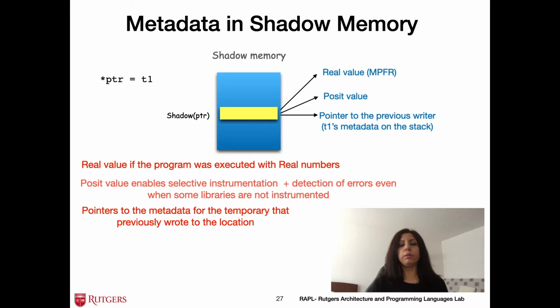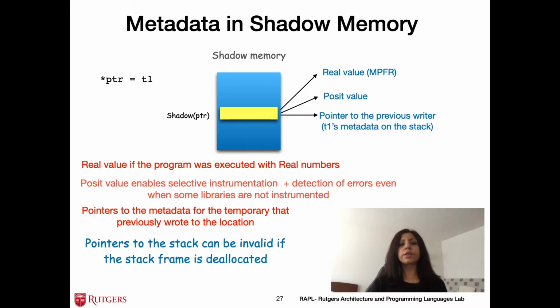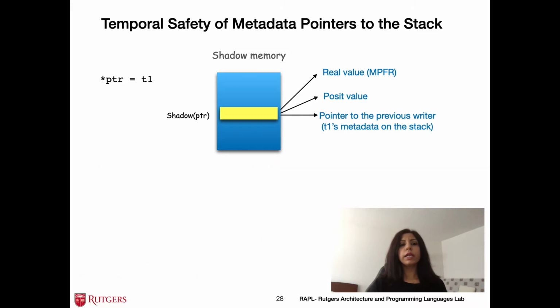But there is one problem. What if the stack frame is deallocated? Then the pointer to the temporary in the shadow memory metadata is a dangling pointer, and we need to check if it is safe to access this pointer. That means we need to ensure temporal safety of all pointers in the metadata space.